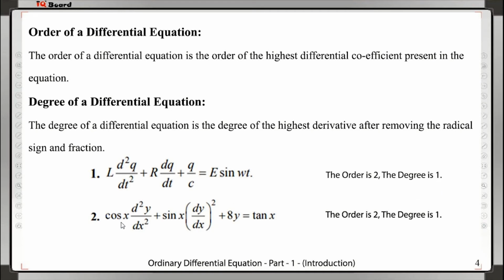Similarly, in next example, cos x d2y by dx square plus (sin x dy by dx) whole square plus 8y equals to 10x. So here we see that the highest order derivative is 2 and the degree is 1 because the power of d2y by dx square is 1.